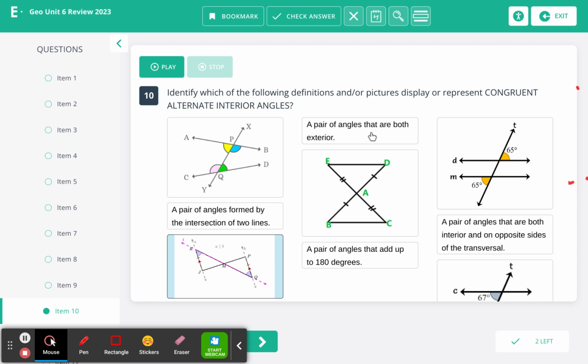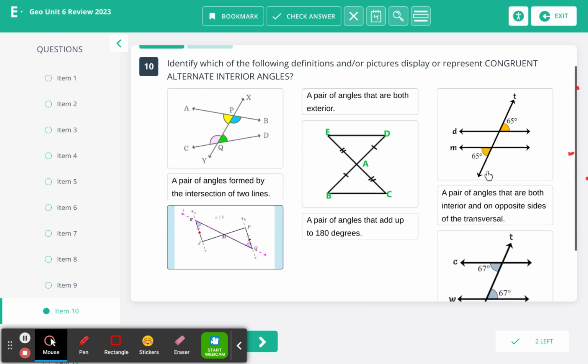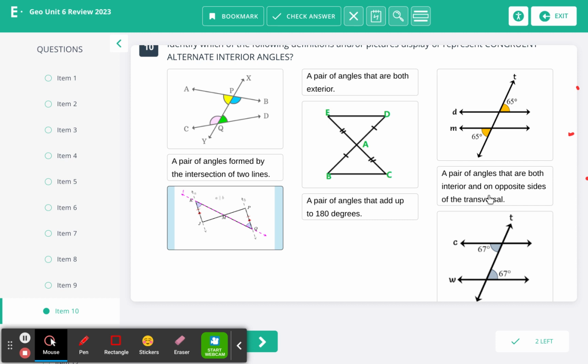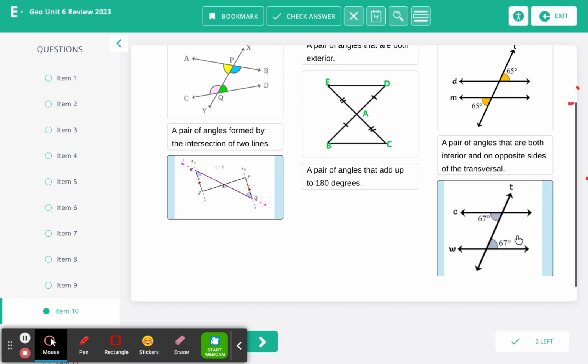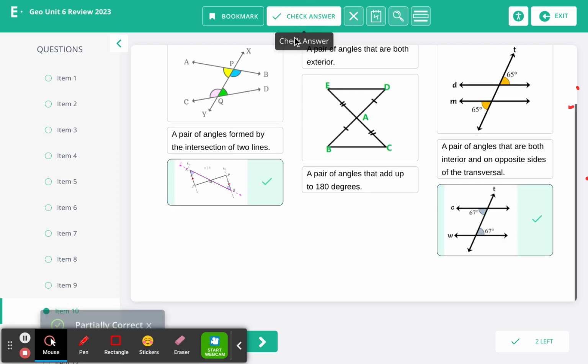A pair of angles that are both exterior. Nope. If we knew that ED and BC were parallel, it would work here for this green one in the middle, but it doesn't. A pair of angles add up to 180. Nope, that won't work. Close here in the bottom top right, those are alternate exterior. A pair of angles that are both interior and on opposite sides of the transversal. Those are alternate interior angles, but it doesn't say they're congruent, all right? But this last one on the bottom right, that one does work. Those are alternate interior and they're congruent. Okay.